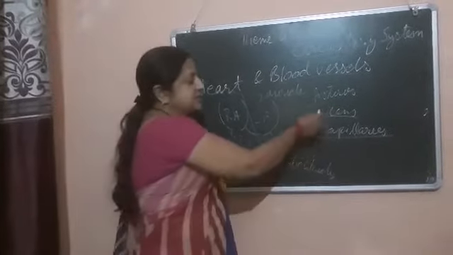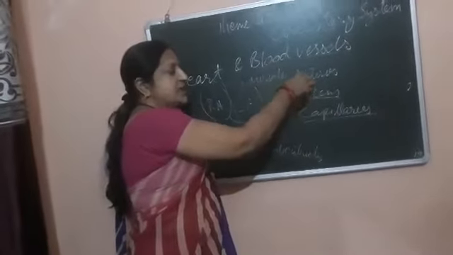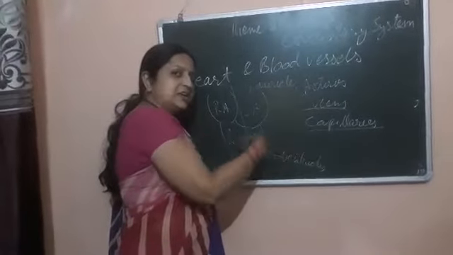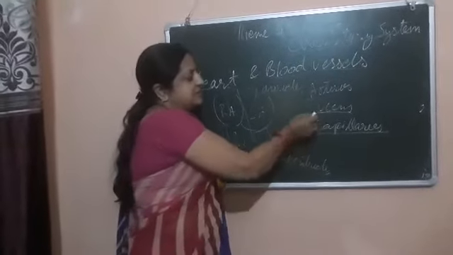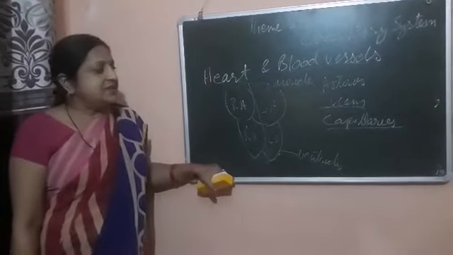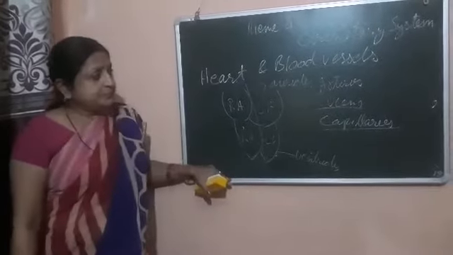These capillaries join arteries to the veins. They collect the blood from the arteries and supply it to the cells, and then collect the blood from the cells and supply it to the veins. So this is the work of capillaries, and this is how they join the arteries to the veins.